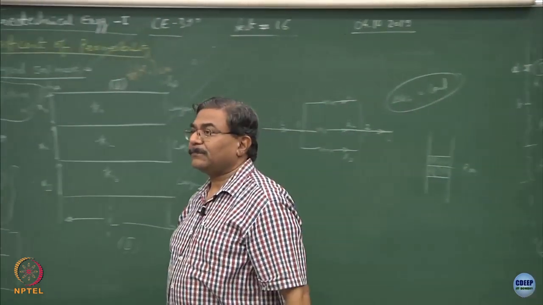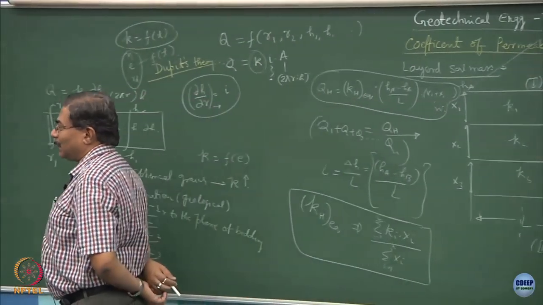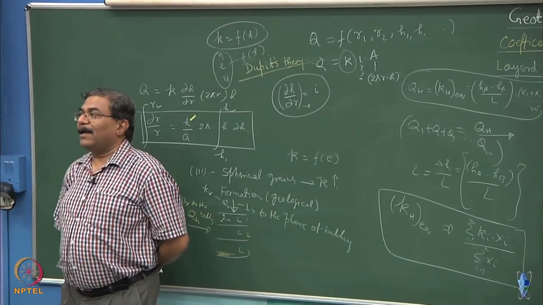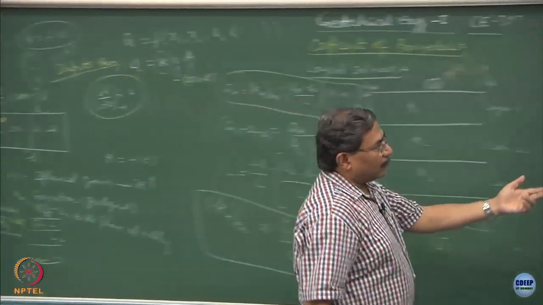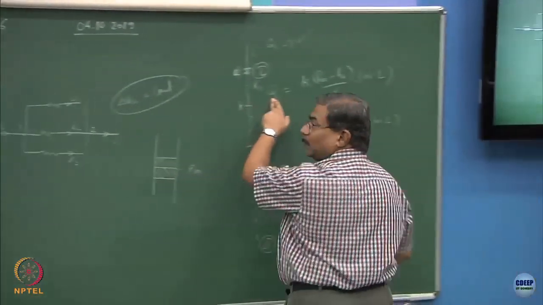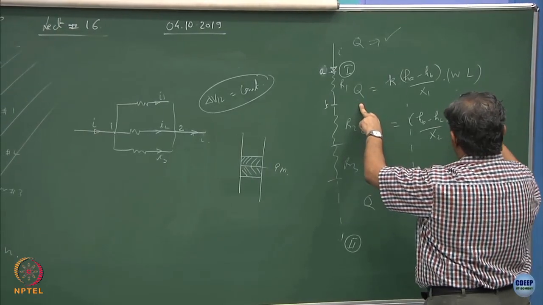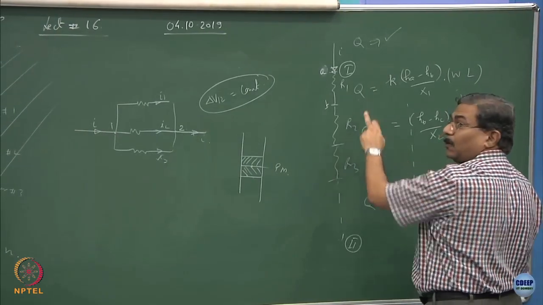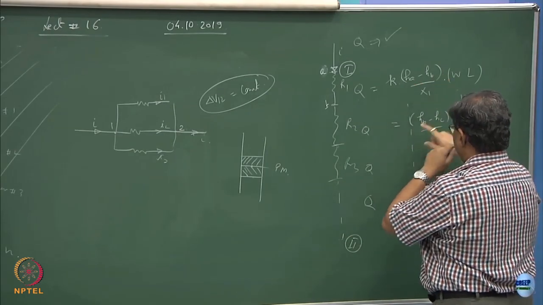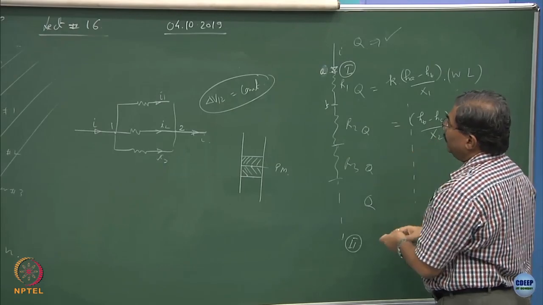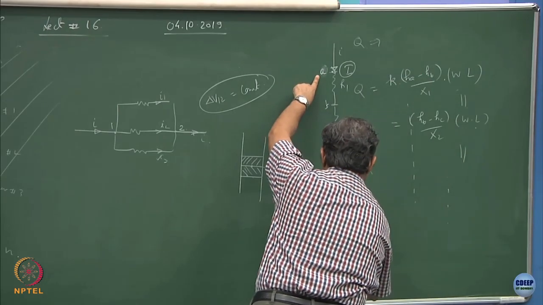Otherwise, this is an interesting question. Otherwise, you have another equation in this form. This Q remains constant. Use this equation, correct? So, this is equal to this, and this will be equal to the next one and so on. So, ultimately you are getting a relationship between HA, HB, HC, and the total head across this is going to be, let us say, HA minus HZ.